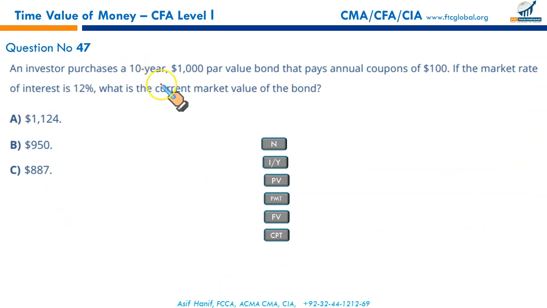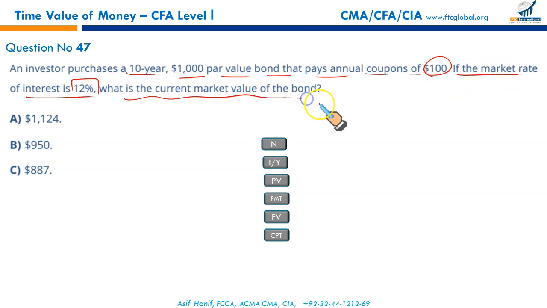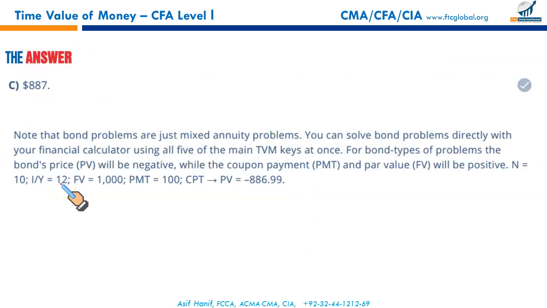Next, an investor purchased a 10-year $1,000 par value bond that pays an annual coupon of $100. If the market rate is 12%, what is the current market price or value of the bond? So very straightforward question. 10 years is the period of maturity. The discount rate to be used for discounting is 12. What is the periodic payment you're receiving? $100. Amount received at maturity, $1,000. If you plug in all these and punch PV, you will get 887. Straightforward, no twist in this question whatsoever.